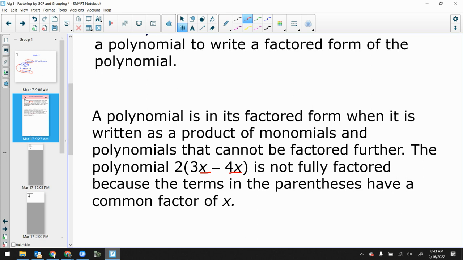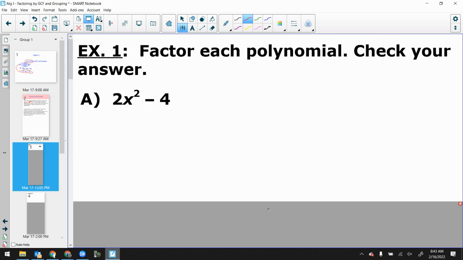That's not fully factored. We have to do something with it. So what do we do with it? We factor by GCF. Take a look at these two terms. Look at this binomial, 2x squared minus 4.